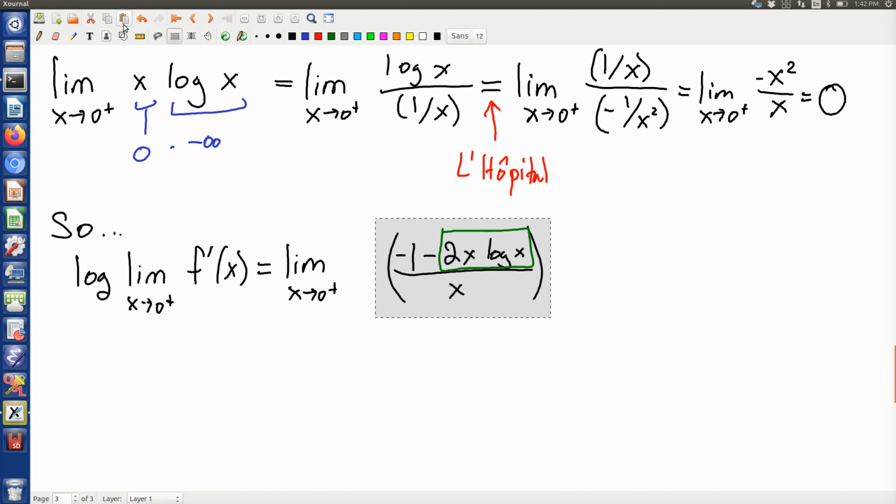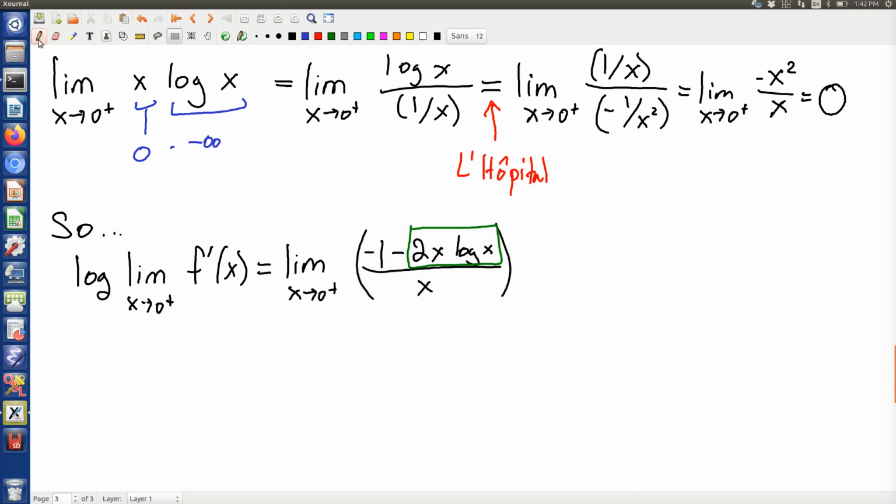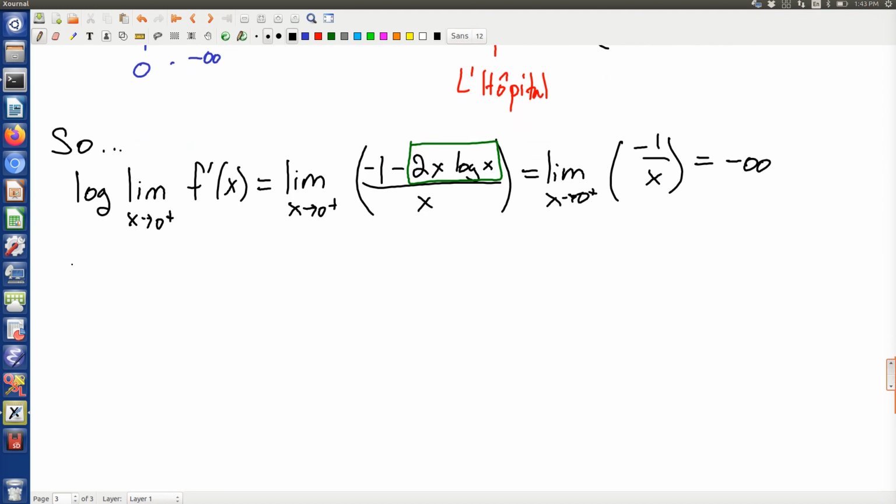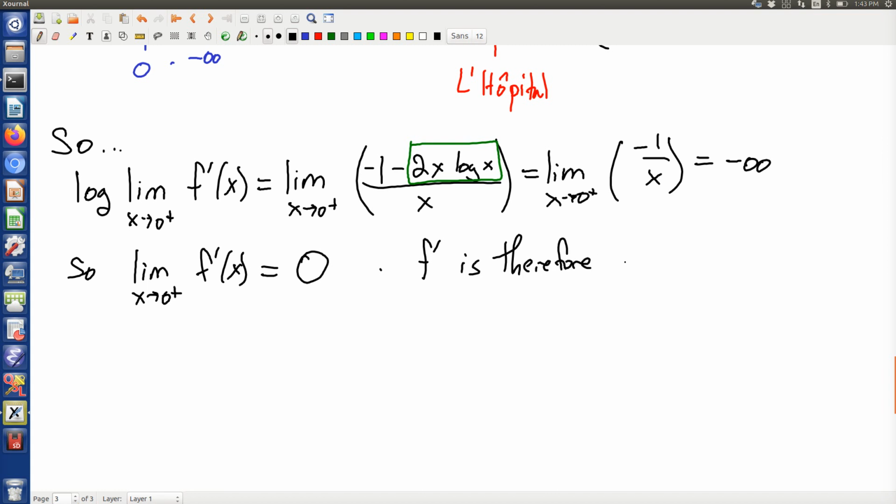and put it here. And now that green box is helpfully reminding us that we're going to make use of what we just learned from above. This is really minus 1 over x. So this whole thing works out as minus infinity. Oh, and so the limit as x goes to 0 from above of f prime of x must be 0, taking out the logarithms. And we can say f prime is therefore continuous.